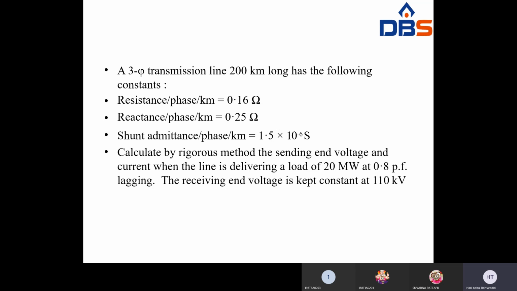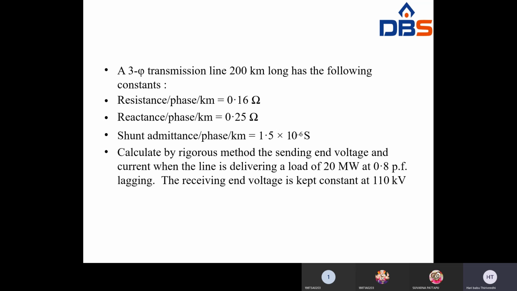R is equal to 0.16. Look at the problem. Resistance per phase per kilometer, right? 0.16 ohm. But what total line length is given? 200 kilometers. For 1 kilometer it is 0.16, so for 200 kilometers, resistance per phase R is equal to 0.16 into 200. So resistance per phase is equal to 0.16 into 200, that is 32 ohms, right?